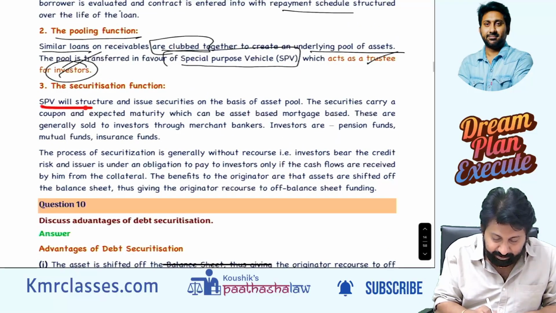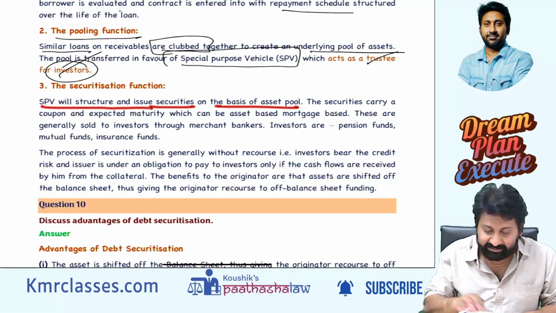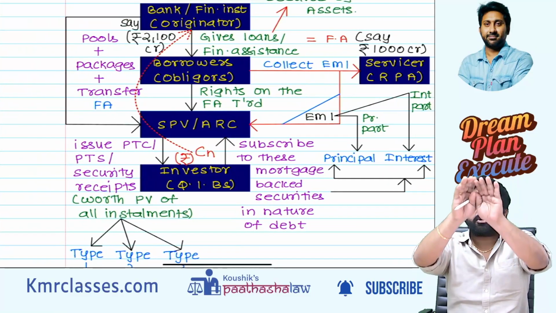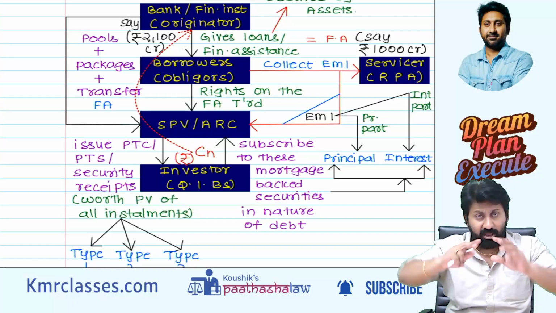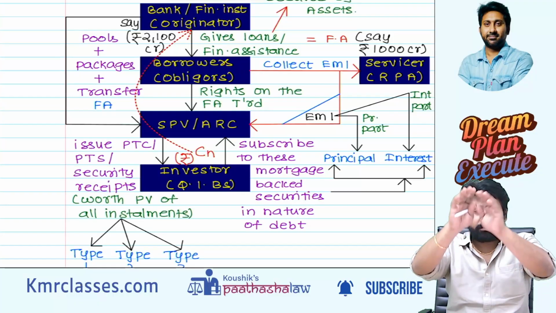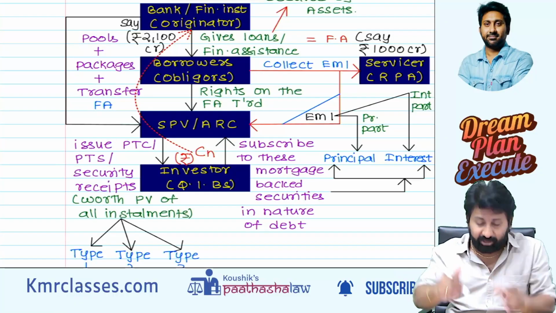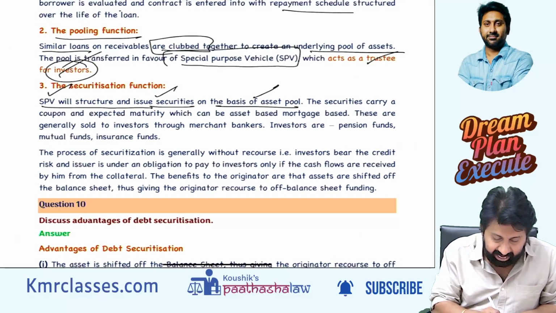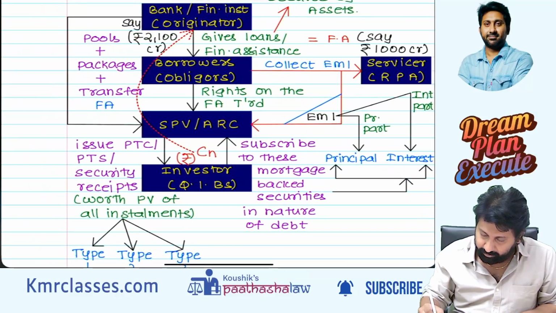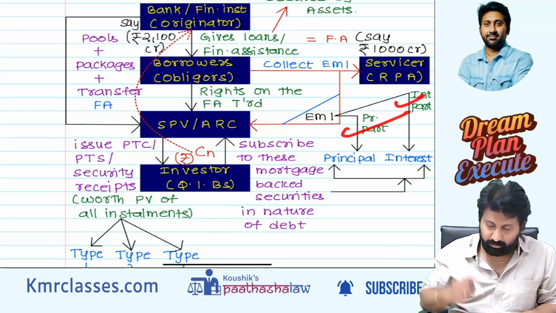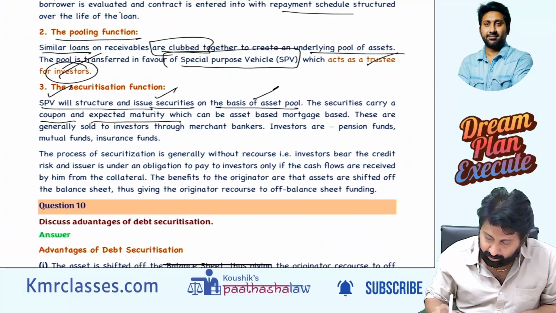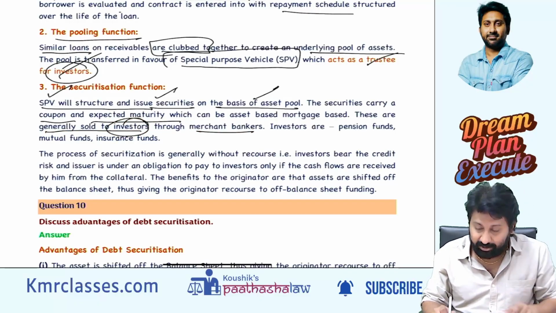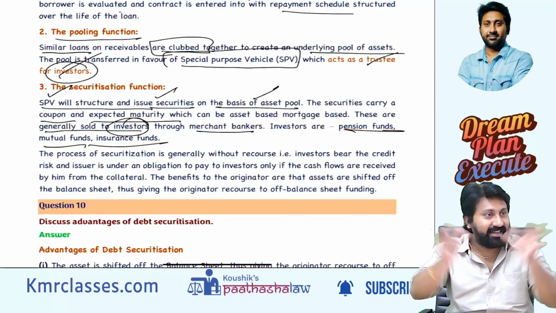Securitization function. SPV will structure and issue securities on the basis of the asset pool. On the basis of the 1,000 crore of loan amount, they will create securities. Next. Securities carry coupon and maturity. Principal and interest, coupon and maturity. These are generally sold to investors through merchant bankers. Investors are pension funds, mutual funds, insurance funds.